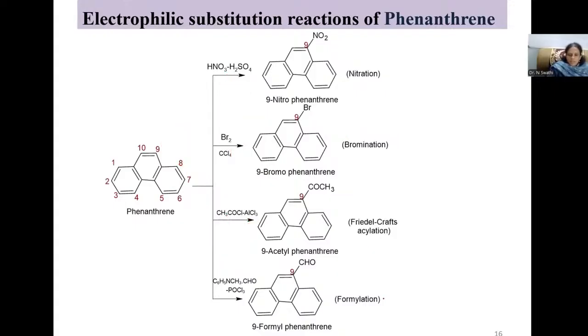Now the fourth reaction is a formylation reaction. So here N-methylformanilide is used in the presence of phosphorus oxychloride as the reagent. From this reagent, the formyl group, that is the CHO group, will be released and this group will be attacking at the 9th position. So attach the CHO group to the 9th position and that is how finally 9-formylphenanthrene is formed as the product. So we can write the name of this compound as 9-formylphenanthrene or phenanthrene-9-aldehyde. Both are the same.